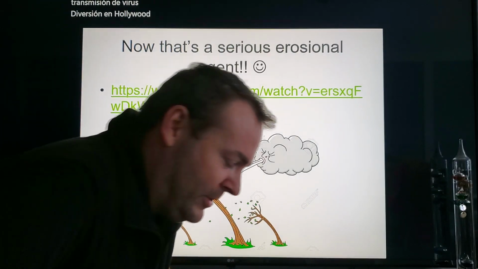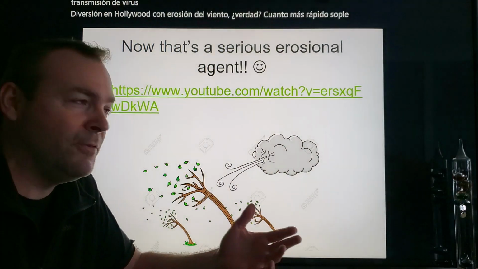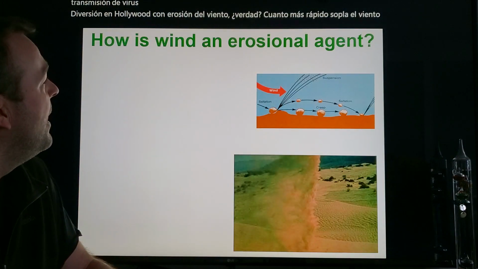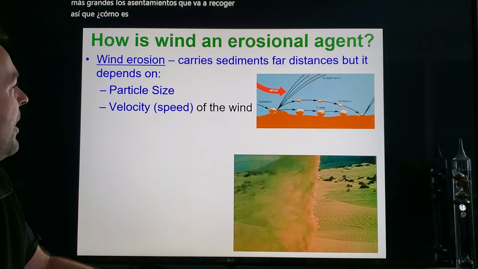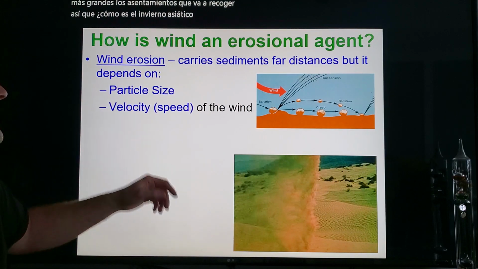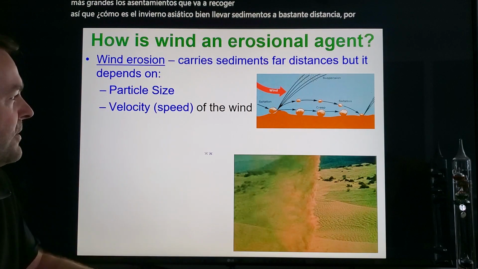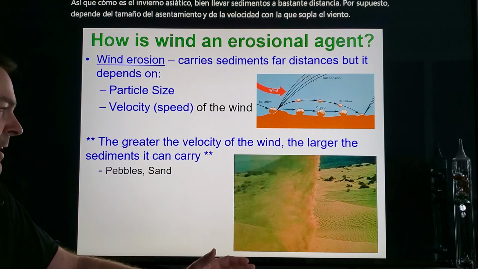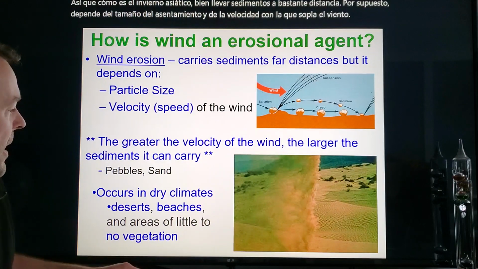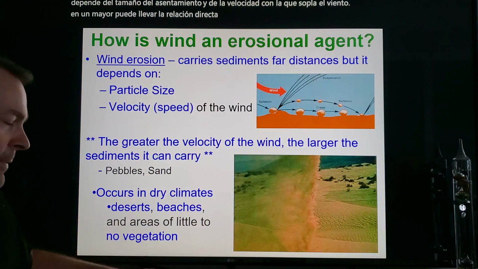The faster the wind blows, the bigger the sediments it'll pick up, and the further it'll transport them. So how is wind an erosional agent? Well, it carries sediment quite a distance. Of course, it depends on the size of the sediment and how fast the wind is blowing. Greater the velocity of the wind, the larger it can carry, right? Direct relationship right there. Usually occurs in your drier climates, right?